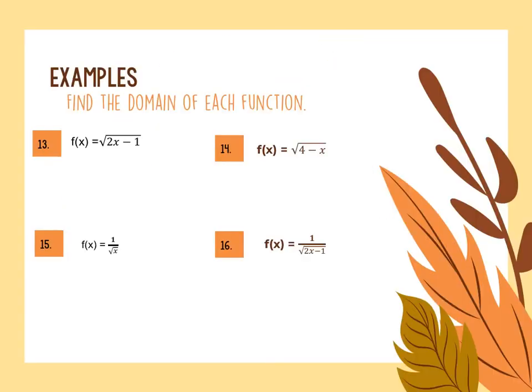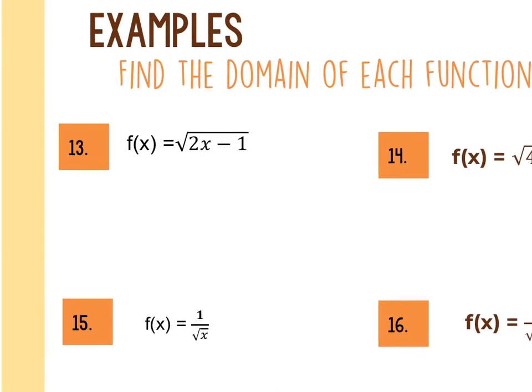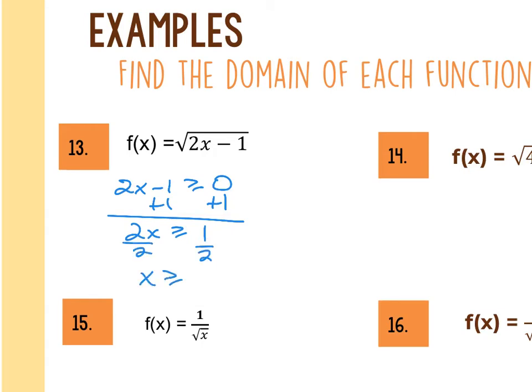Still radicals. So again, take what's under the square root, make it greater than or equal to 0, add the 1, so 2x is greater than or equal to 1, divide by 2, and x has to be greater than or equal to 1/2. So again, put your 1/2, closed circle, going to infinity. So 1/2 with the bracket, comma, infinity with the parentheses.